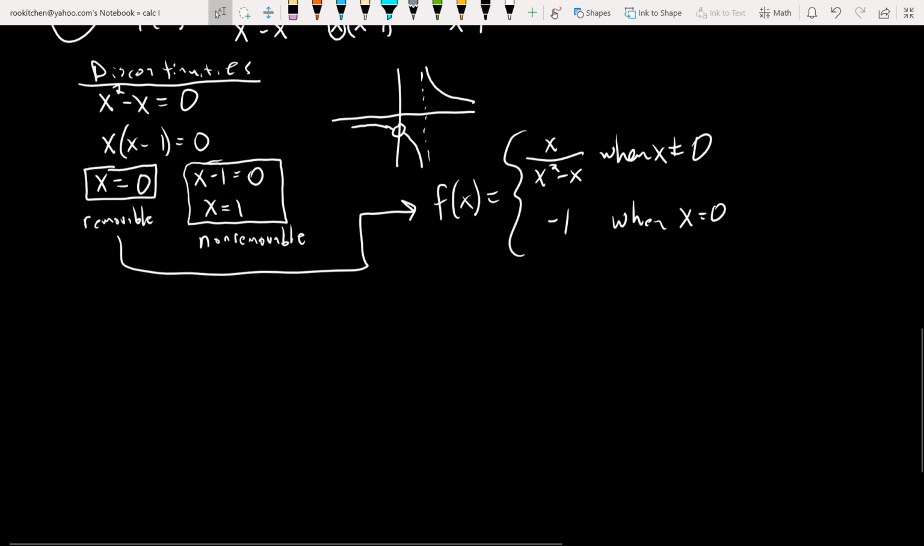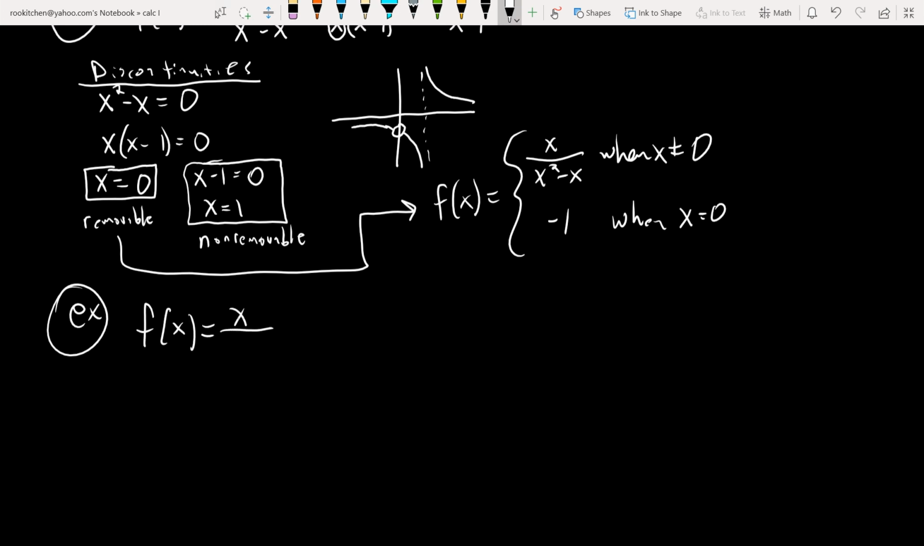Okay, so let's look at another example. So we have f of x equals x over x squared plus 1. Where are there any discontinuities? So it's kind of a trick question. You may naively try to set the denominator equal to 0 to look for the discontinuity, right? You try to solve, oh, there's no number that I square in the real numbers that's going to give me -1. So there are no discontinuities in this case. So it's a bit of a trick question.